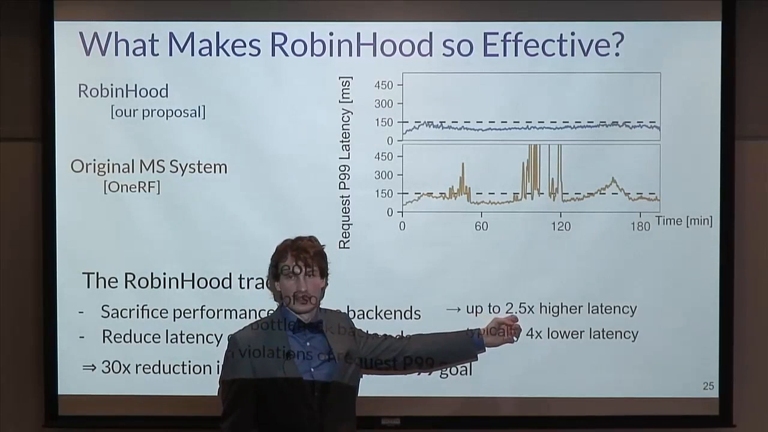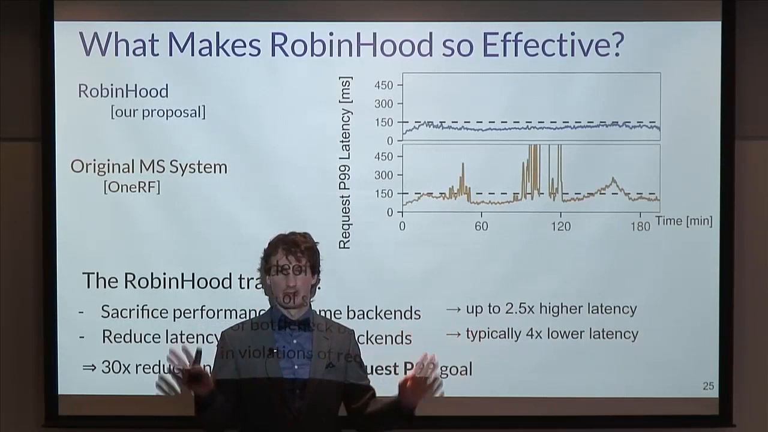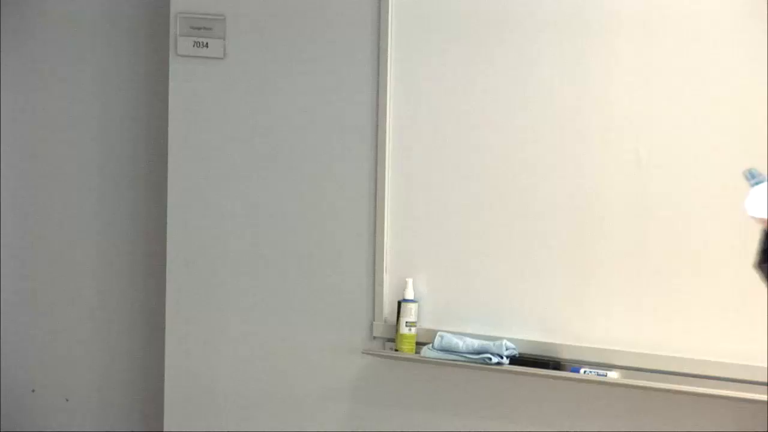I'm not quite sure I understand what you mean, but this 2.5 times higher is basically an average. You're saying how the average goes up. In some cases, the backends that don't matter for the P99, we see them go up by 10 times in the worst case. So that happens, but it doesn't matter for the request. This is the individual one.